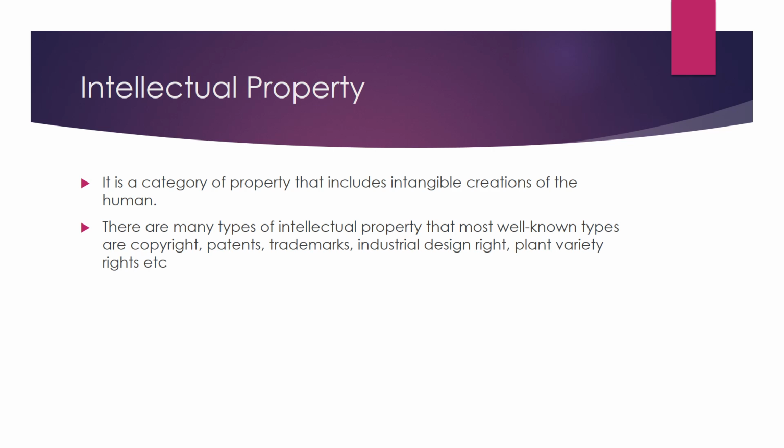Then comes intellectual property. It is a category of property that includes intangible creations of the human mind. There are many types of intellectual property. The most well-known types are copyright, patent, trademark, industrial design right, plant variety right, etc.